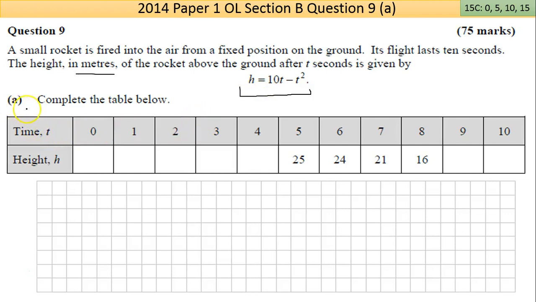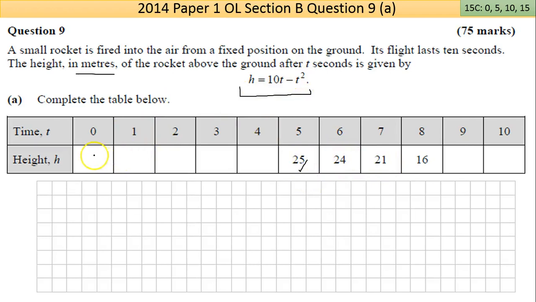So we have a table here. Complete the table below. They're giving you the time in seconds, 0, 1, 2, 3, all the way through to 10 seconds. We have to fill in the height. Now they give us 4 seconds already filled in. If you want to check this, put 5 in instead of t. That'd be 10 times 5 is 50, minus 5 squared is 25, so 50 minus 25, yeah, that works. You check that once to make sure that's what they're doing, but that is what they're doing.